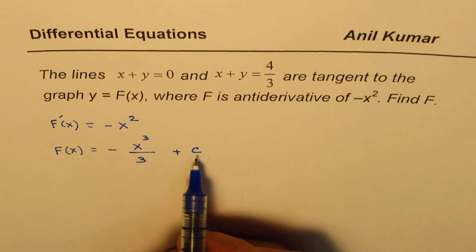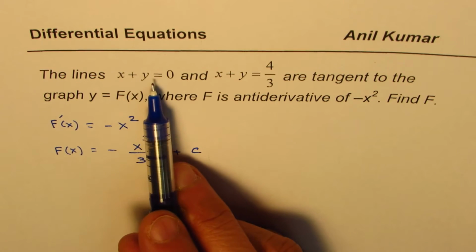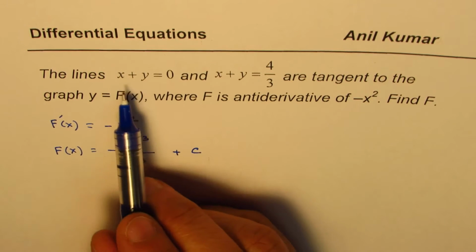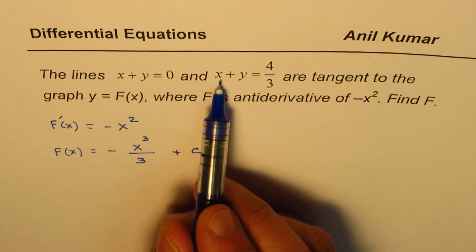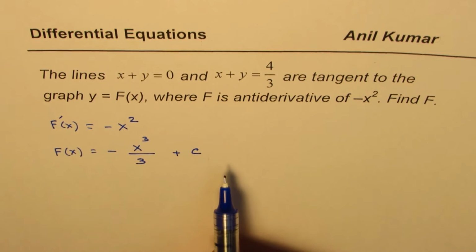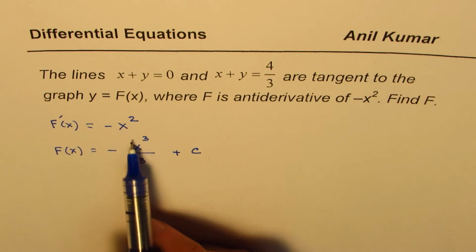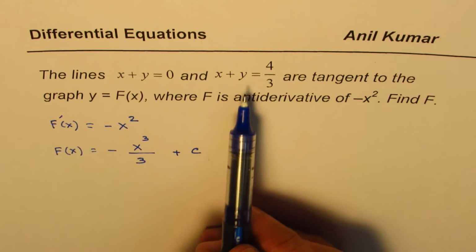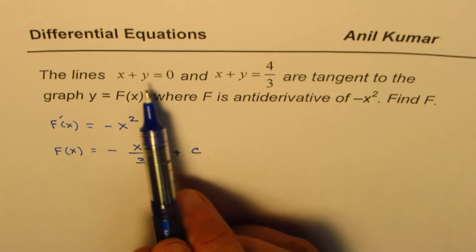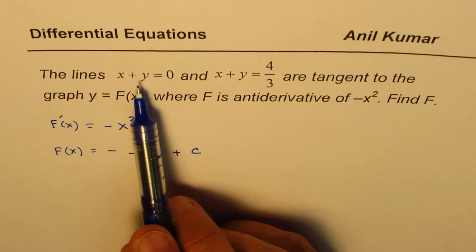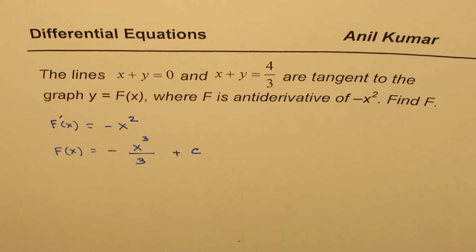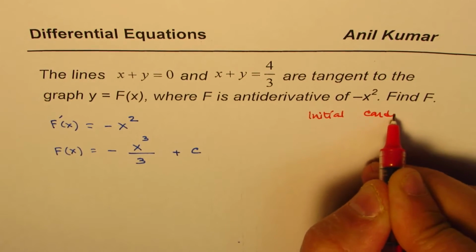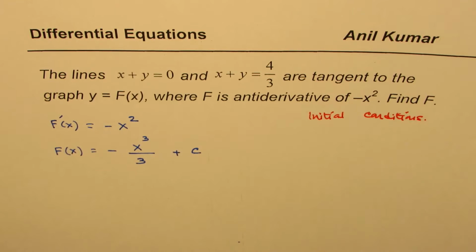Now to find the value of c, we can use the conditions given to us. There are two conditions given to us in this case. One of them is x plus y equals 0, the other is x plus y equals 4 over 3. Now as you can see, this is a cubic function, and there could be 2 points where we could have the slope as given in these equations, right? So let's analyze the slope. So from the initial conditions, let's analyze the initial conditions. We have two of them.